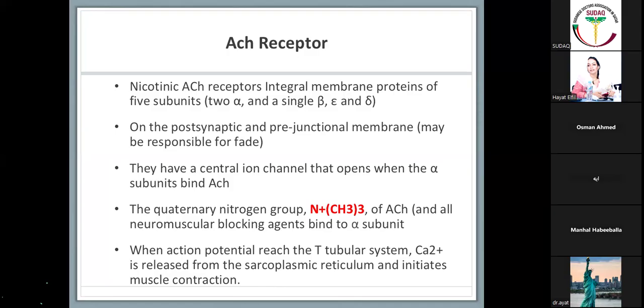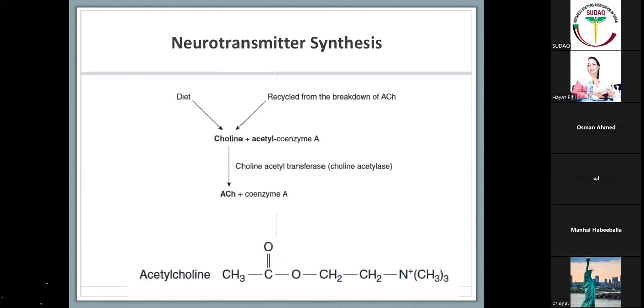Then when the action potential reaches the T-tubules, calcium will be released from the sarcoplasmic reticulum and initiate muscle contraction. These are all very basic terminologies, but I include them so that you understand the action of those muscle relaxants, because that will be the basis of the effects and the side effects of the muscle relaxants. As I said, acetylcholine is the natural transmitter in the neuromuscular junction, and it is important to know about the structure of acetylcholine.